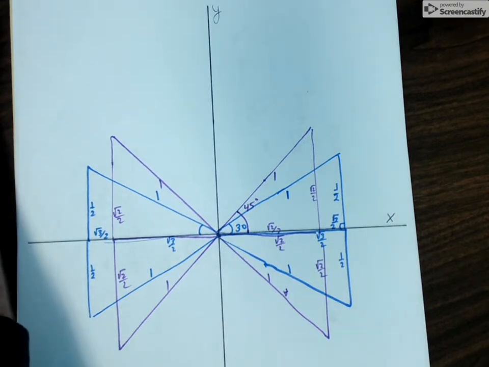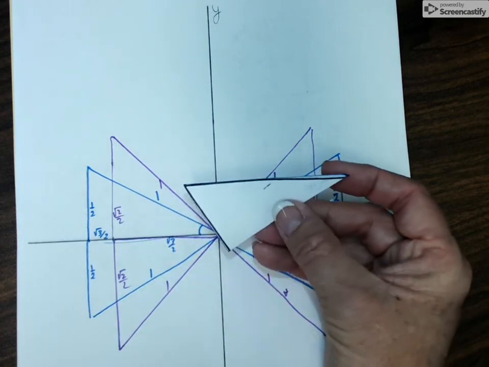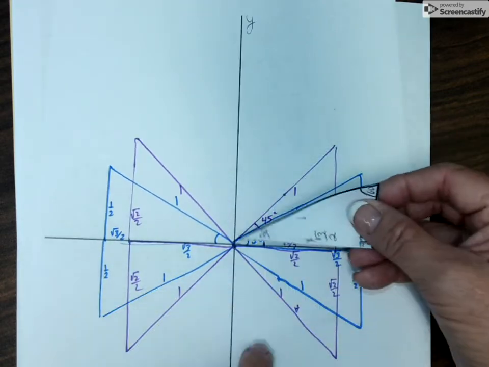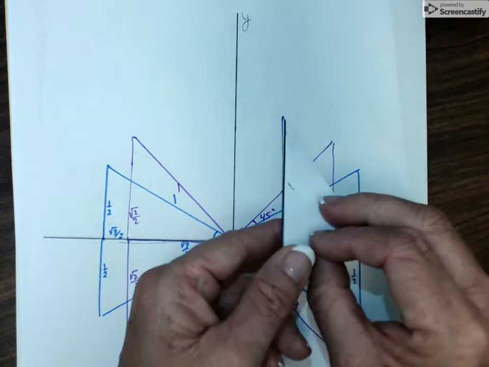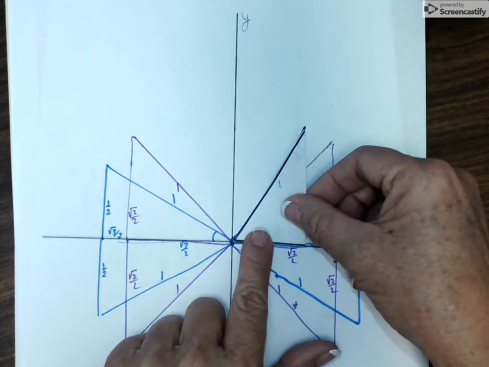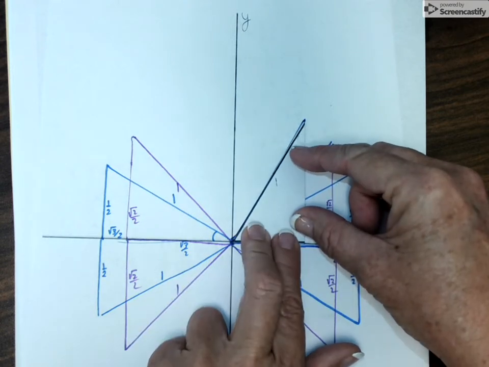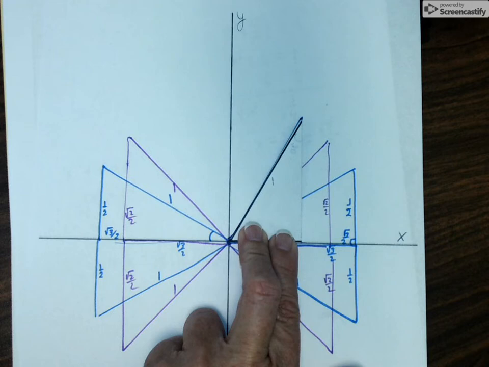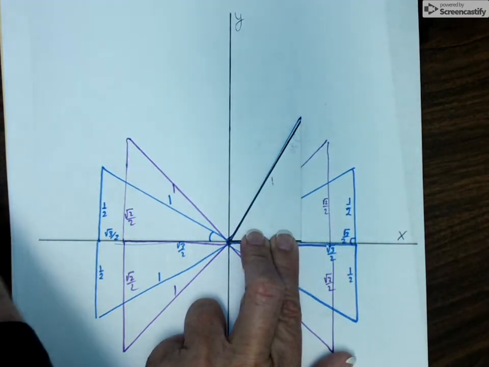Okay, and now we're going to do one more thing. I'm going back to my 30, 60, 90 triangle, but this time instead of tracing it with a 30 degree angle formed with the x-axis, I'm going to rotate this and put the 60 degree angle up against the x-axis and trace it. And again, I'm doing this in a different color. This time we're going to just go with green and trace in all 4 quadrants.